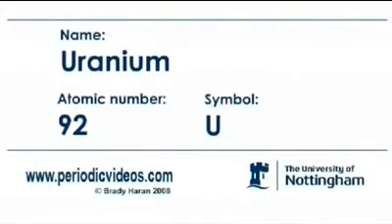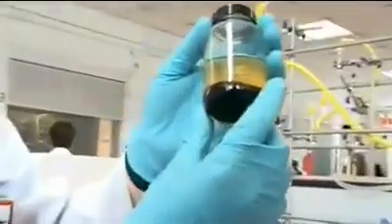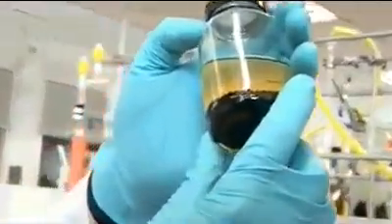Okay, so next up is uranium, which is my favourite actinide. It's the one I handle in the lab. It's also the boogeyman of the periodic table, I think. As soon as you say uranium to people, they start going, ooh, not sure about that. This is the boogeyman. This is uranium turnings.